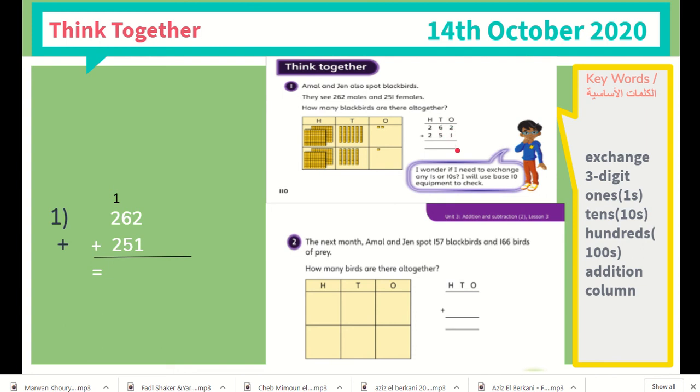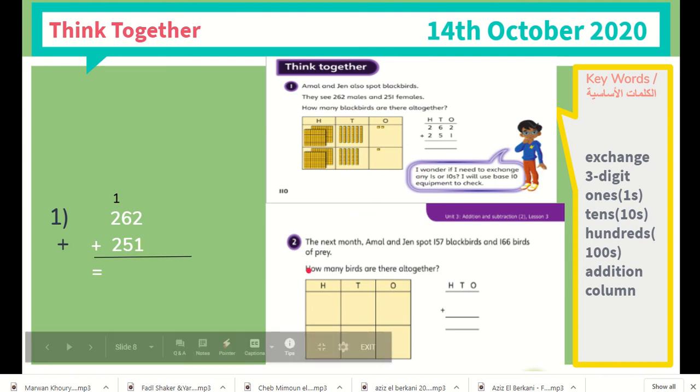The same thing on column method. 2 plus 1, 3. 6 plus 5 is 11. So I keep the 1 and I send that 1 to the hundreds column. I carry it over here on the 2. So 2 plus 2 is 4 plus the 1 that I have exchanged is 5. So the answer is 513.